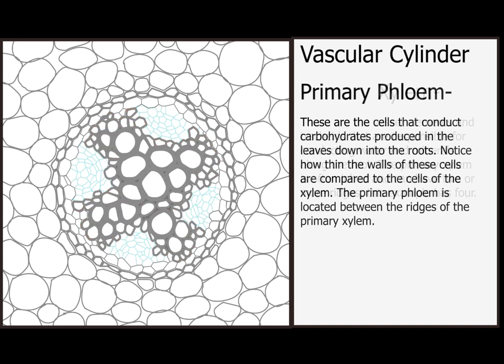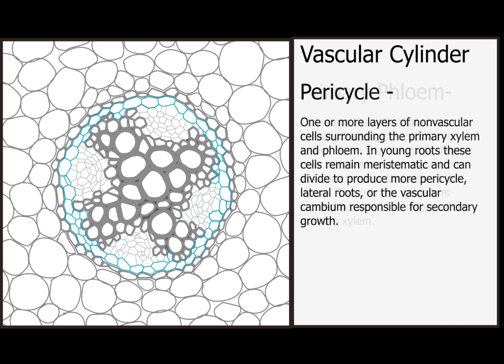Now in light blue, these are the cells that conduct carbohydrates produced in the leaves all the way down into the roots. Notice how thin the walls of these cells are compared to the cells of the xylem. The primary phloem is located between the ridges of the primary xylem. Now highlighted in a little darker blue, there are 1 or more layers of non-vascular cells surrounding the primary xylem and phloem. In young roots, these cells can remain meristematic and can divide to produce more pericycle, lateral roots, or the vascular cambium, responsible for secondary growth.